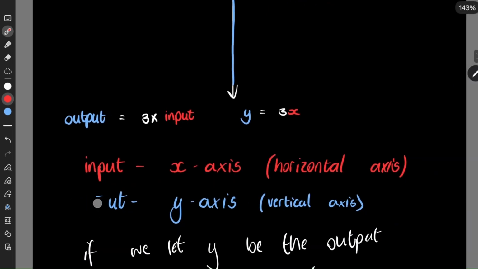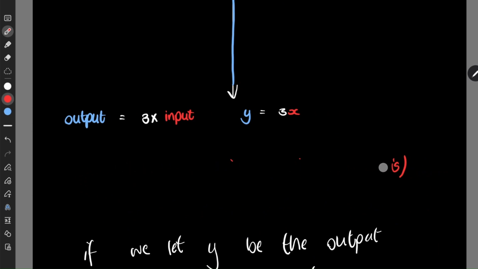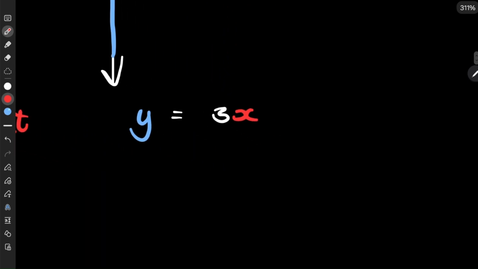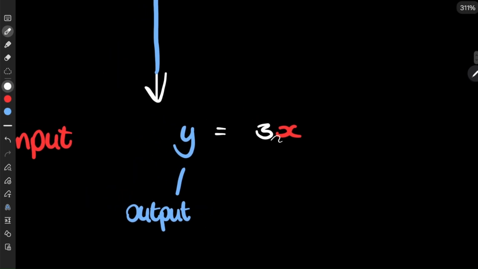This is supposed to be a key. Let me just remove it because it's messy. But I hope you see that, right? That the output is just equal to 3 times. I hope you understand.